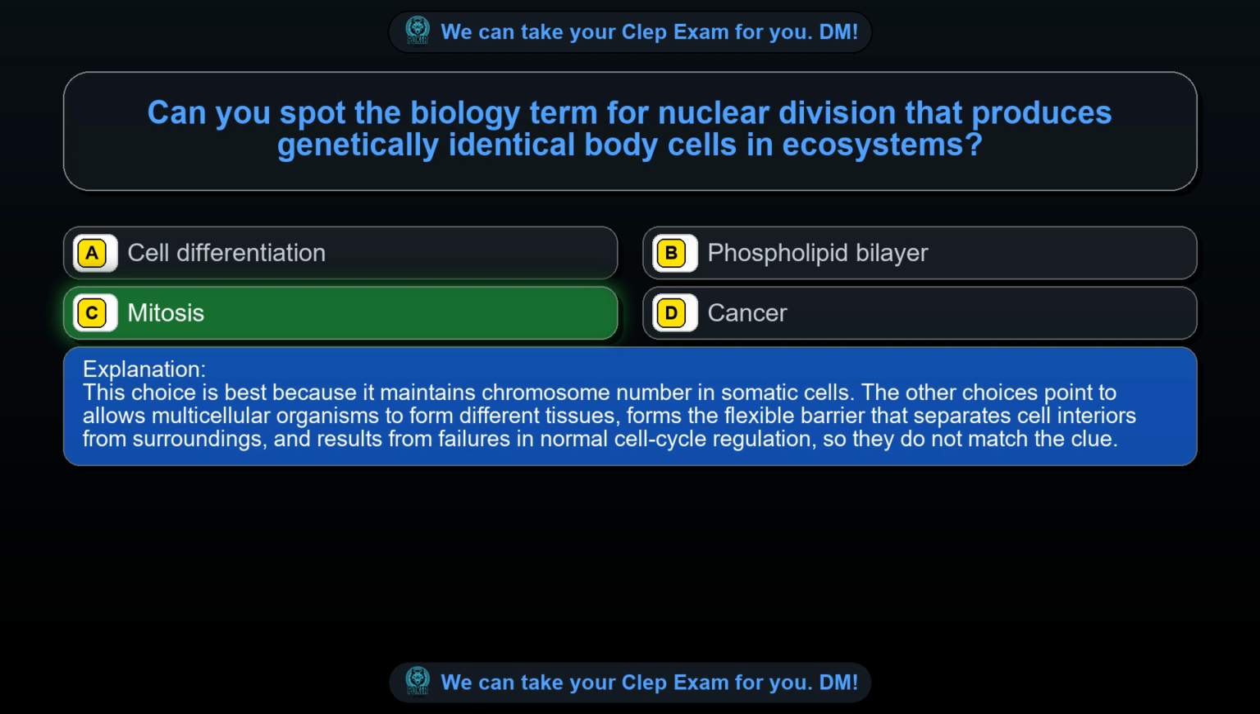The other choices point to allows multicellular organisms to form different tissues, forms the flexible barrier that separates cell interiors from surroundings, and results from failures in normal cell cycle regulation, so they do not match the clue.